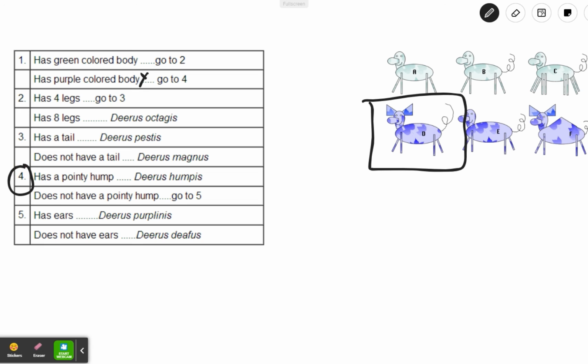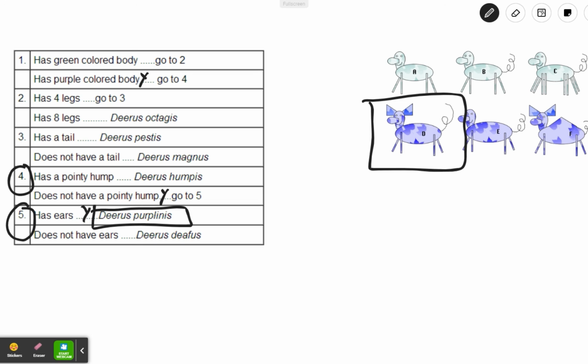I'm on 4. Does it have a pointy hump? It does not have a pointy hump. Yes, okay. Then you have to go to question number 5. Does it have ears? Yes, it does. Then the name is Dirus purpulinus. Got it? Excellent.